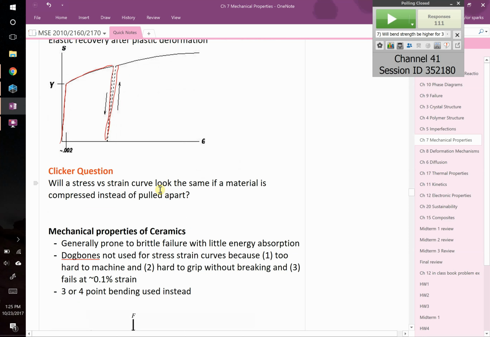Will a stress versus strain curve look the same for a material if it's compressed instead of pulled apart? This is actually not a clicker question. This is just a group one. So you tell me, ask your neighbor, is it going to look the same if you pull it apart versus you squeezing it?